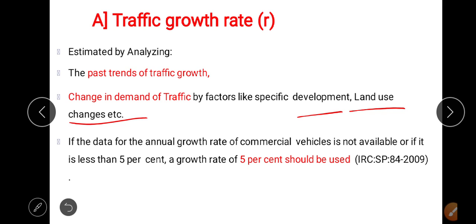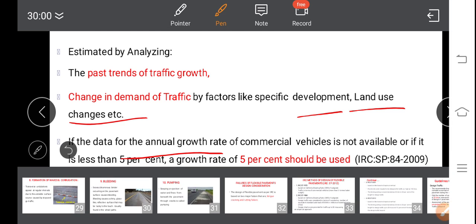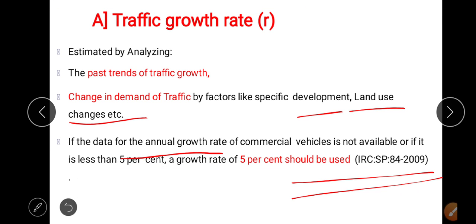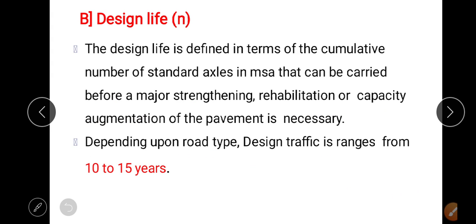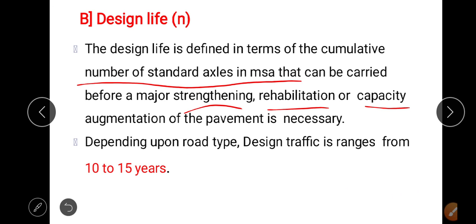If the data for the annual growth rate of commercial vehicles is not available, or if it is less than 5%, a growth of 5% should be used as per IRC SP, SP means Special Publication, 84 2009, very recent. Design life N. The design life is defined in terms of the cumulative number of standard axles, MSA, that can be carried before a major strengthening or rehabilitation or capacity augmentation of the pavement is necessary.